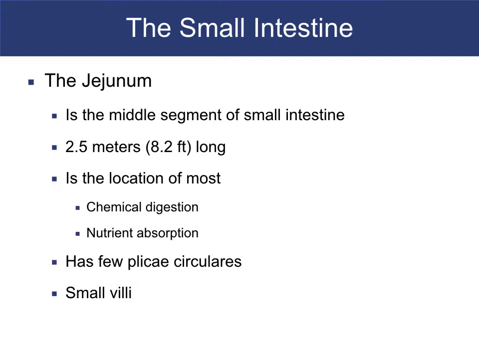It's about 8 feet long, 2.5 meters, so it's pretty long, and most of the absorption really goes on in the jejunum. It's the most important part. The jejunum has plicae circulares. Remember what they are? Those are little folds that go circular in the walls, and it has pretty small villi. But obviously it has a lot of surface area, lots of folds and lots of villi, giving it lots of surface area in which to absorb all this stuff.